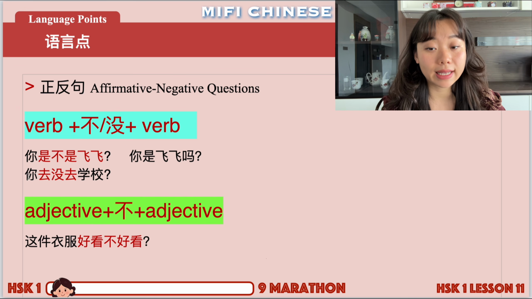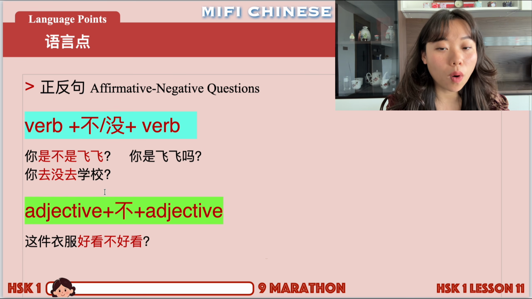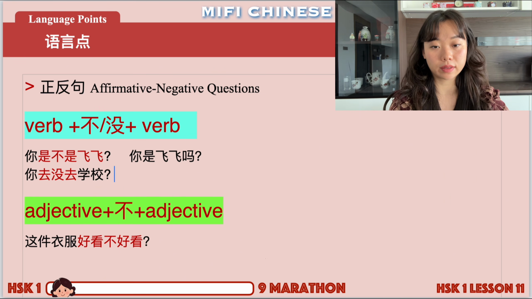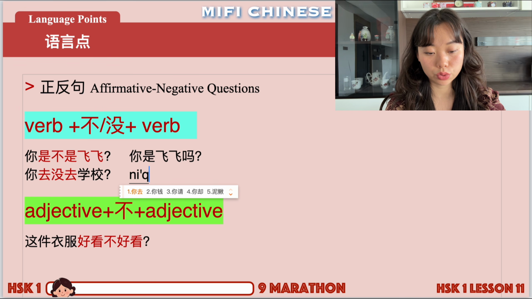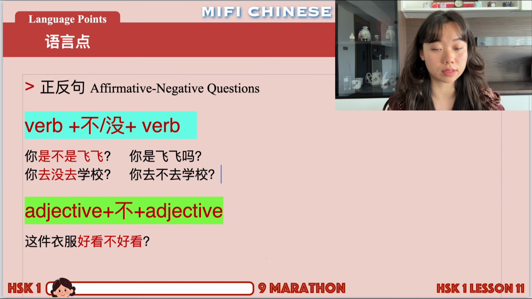Another example. 你去没去学校? Can you guess how to translate this one? All right, so you might have a question. Why are we using 没 instead of 不 here? So let's see the difference between these two. 你去不去学校? Actually, both of these two sentences are correct, but what is the difference?